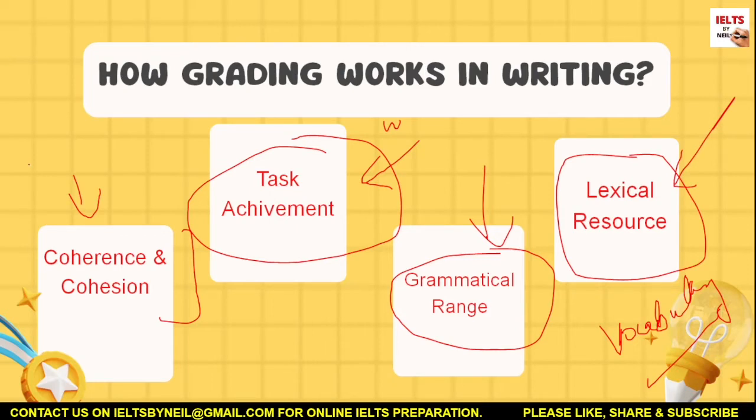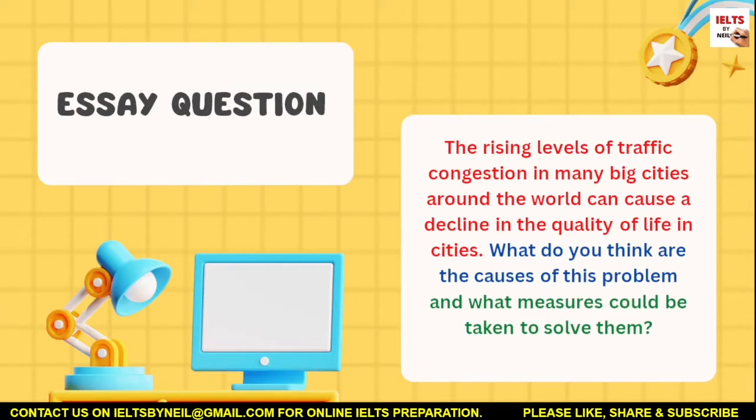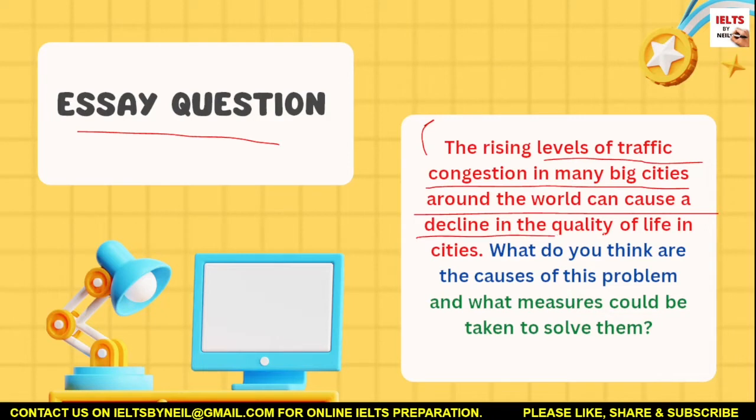So first of all, let's have a look at the question. So this is the question that was given to the student, which is the rising level of traffic congestion in many big cities around the world can cause a decline in the quality of life in cities. So traffic congestion means bad traffic, when there's a lot of heavy traffic in the cities can decrease the quality of life in that city. Now this is just the question statement. They have not asked the question yet.